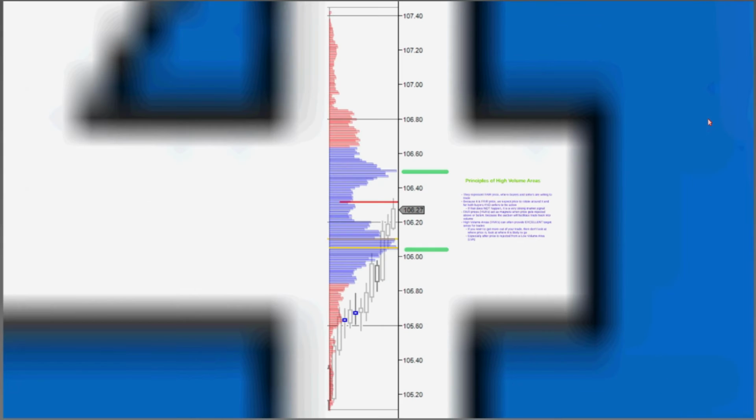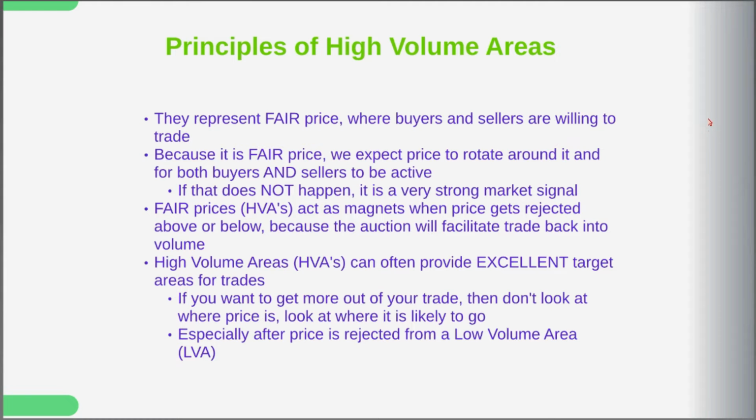The principles of the high volume area. They represent fair price where buyers and sellers are willing to trade. Because it's fair price, we expect price to rotate, right? Both buyers and sellers are active. When both buyers and sellers are active, we expect what? They're going to buy. Those buyers are going to become sellers. Price is going to come down. Those sellers are going to become buyers. And price is going to rotate typically around a high volume area and VPOC.